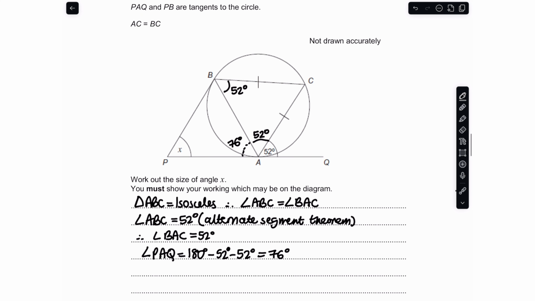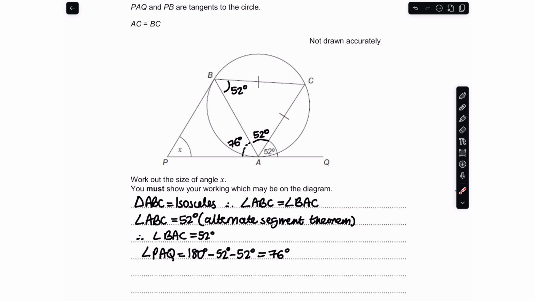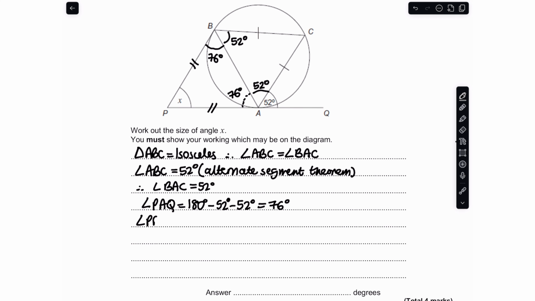If we go back to the first part of this question, we were told that PAQ and PB are tangents to the circle. So remember from circle theorems that the tangents from the same point to a circle are equal in length. That means that PB and PA are equal in length because they're tangents to the circle from the same point, P. That means that this length is also the same as this length, okay? So we have another isosceles triangle, and so that means that this angle here, angle PBA, is also 76 degrees. So angle PBA equals 76 degrees.